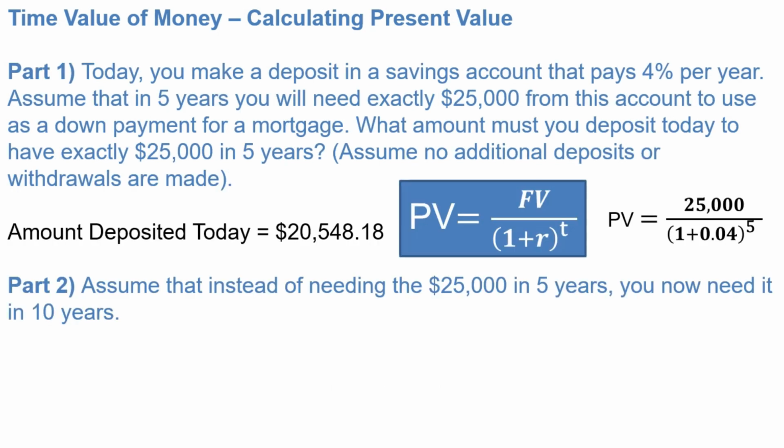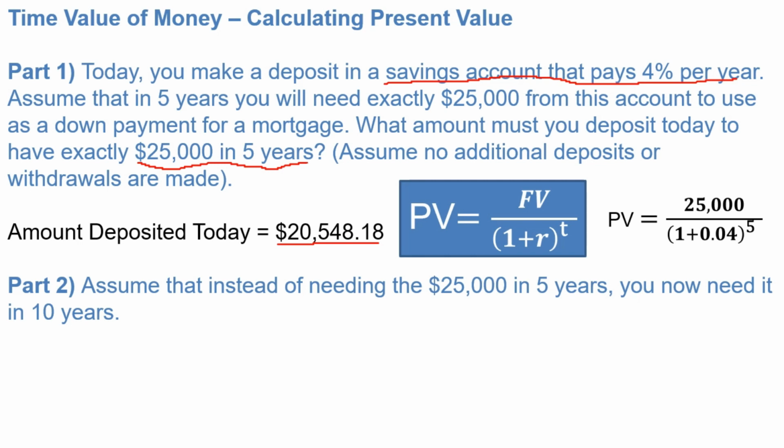In the first part, we concluded that in order to have $25,000 in 5 years, we will need to invest $20,548.18 today in this savings account that pays 4% interest per year. In part 2, it states, assume that instead of needing the $25,000 in 5 years, you now need the $25,000 in 10 years. Pause the video for a second and try this question on your own and see what you get.